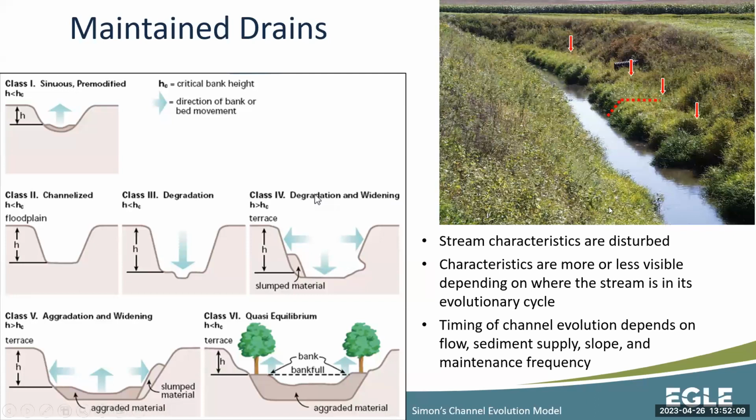So in this photograph on the right, you can see that there is a small channel that's starting to develop and get back to somewhat of a natural condition in this channel. So you're going to be able to see some stream characteristics in this channel where it is in that evolutionary process.